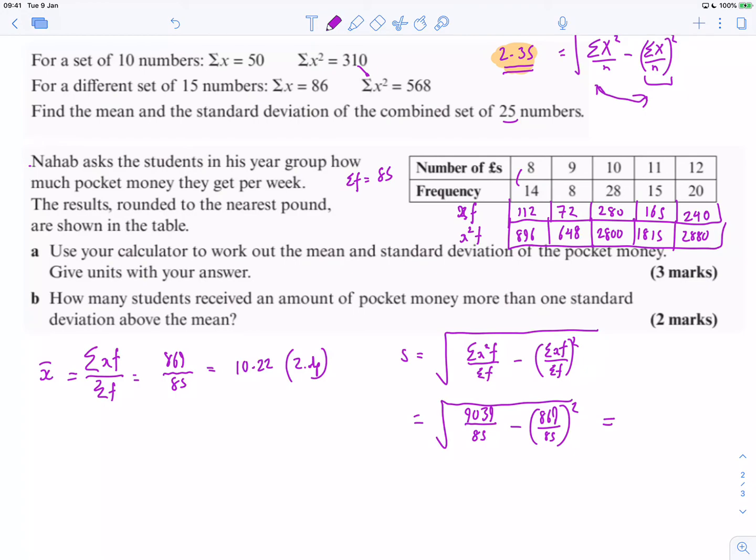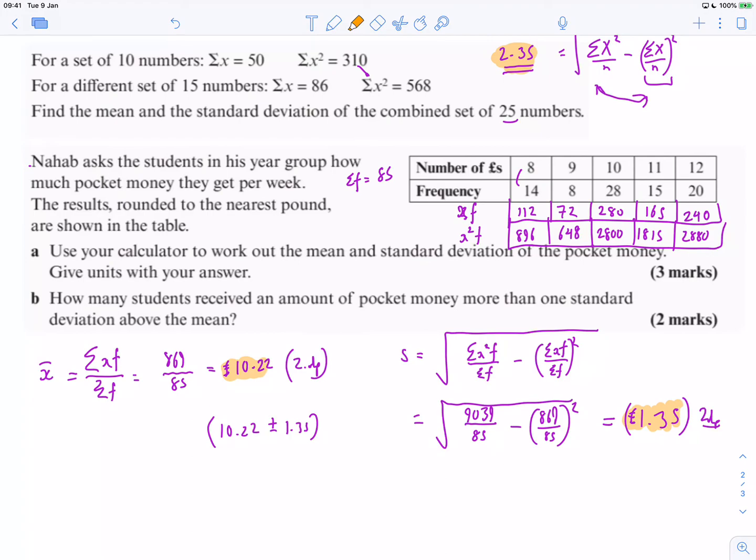And this apparently is 1.35 to 2 decimal places. The average difference, and this is in pounds, so the average difference away from £10.22 is £1.35. So another way of looking at that is if you are outside of the range £10.22 plus or minus £1.35, that's quite unlucky really. Okay, how many students give units with your answer? Well, there you go, it's in pounds.